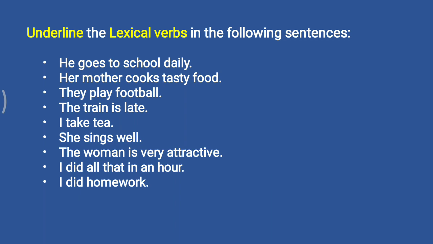The woman is very attractive. Here is the lexical verb and it shows the state of being. I did all that in an hour. In this sentence, did is the lexical verb. Last sentence, I did homework. Here, did is the lexical verb again.